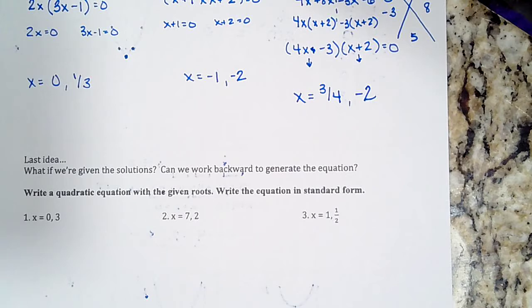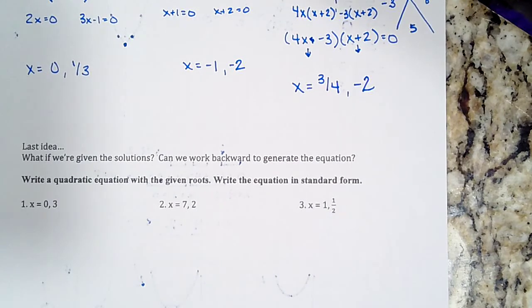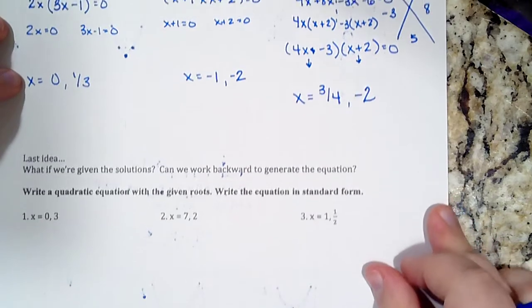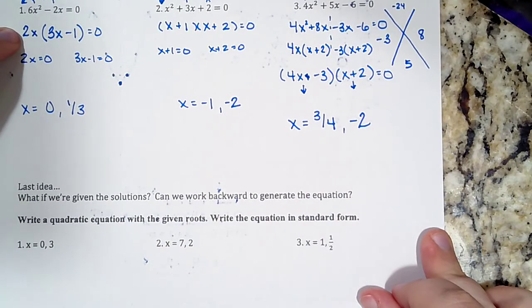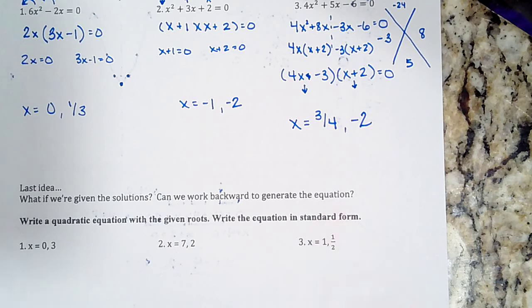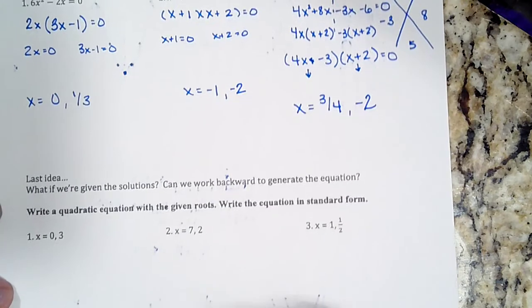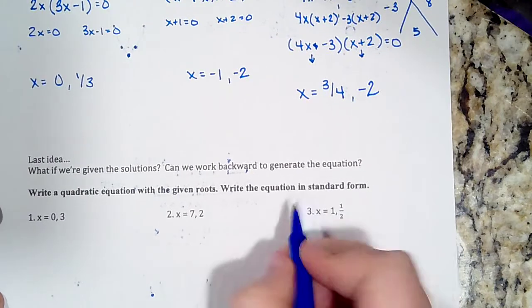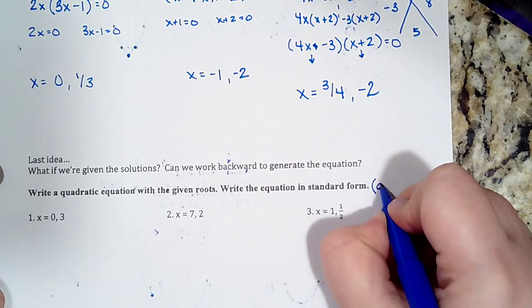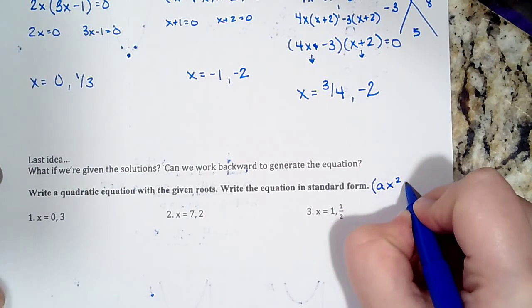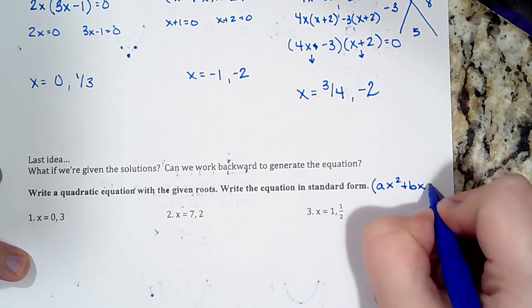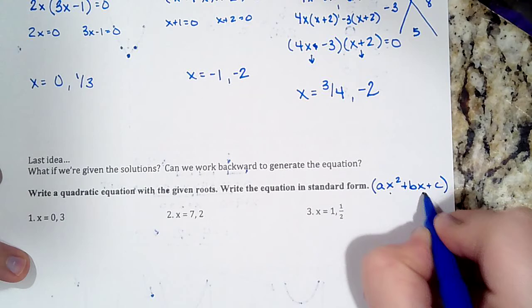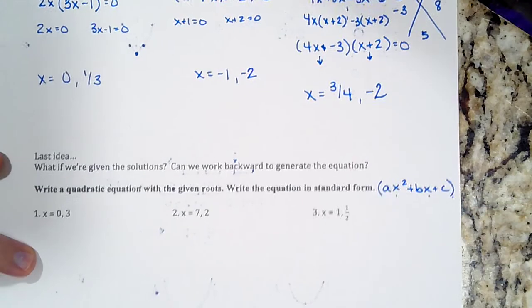The last idea I want to go over is, what if we're given solutions? What if we're starting here and we are expected to go backwards? Can we do this to generate the equation? So I'm going to show you this first one. Write a quadratic equation with the given roots and then write it in standard form. Remember, standard form is ax squared plus bx plus c. And all that says is that we go in descending order: x squared, x, no x.